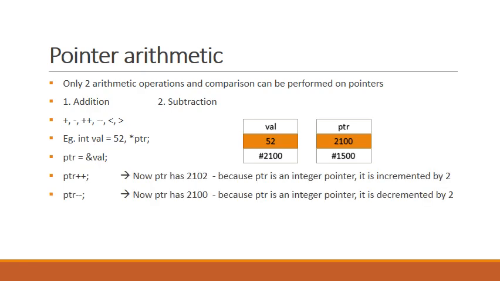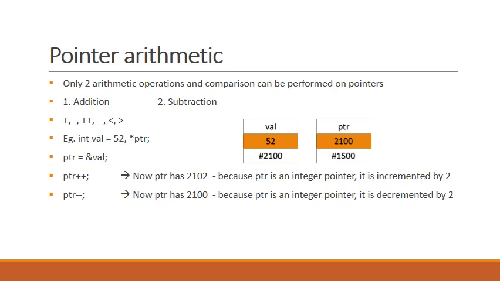Now we'll just apply the pointer arithmetic here. PTR plus plus. Plus plus abdina, it's incremental. Incremental operation. It is nothing but PTR plus 1. So generally when we add 1 to any value, it will be just incremented by 1. For example, 50 plus 1 will give you 51. But when you do the same thing on a pointer, it will be just incremented by the number of bytes required for that data type.